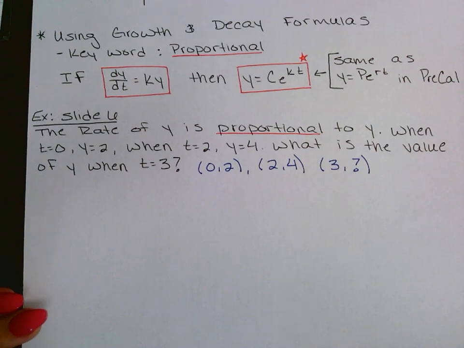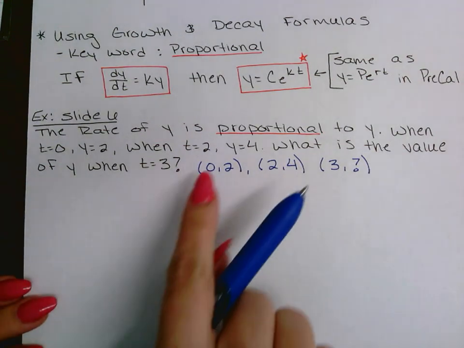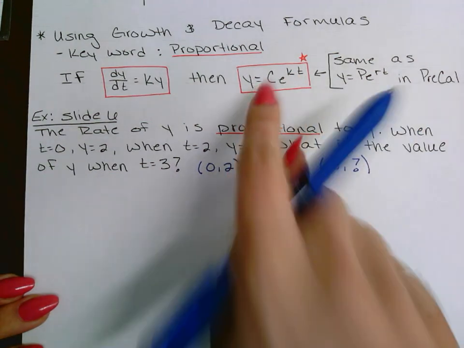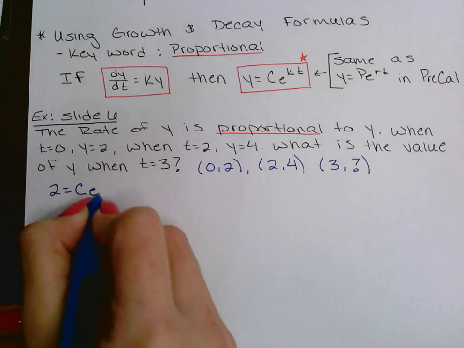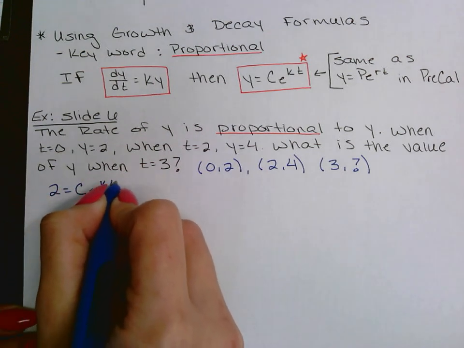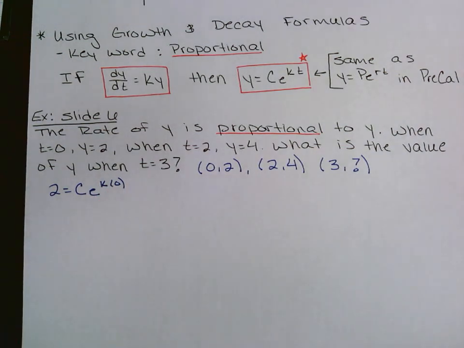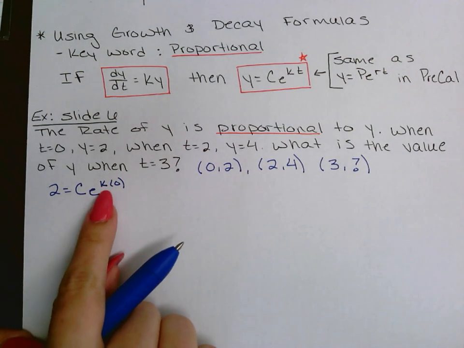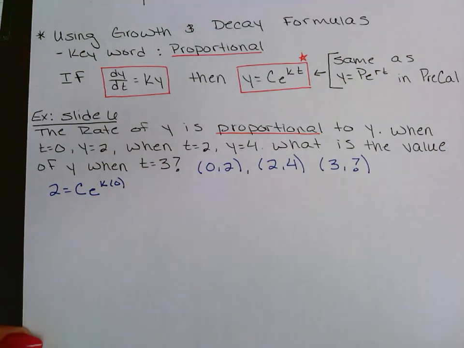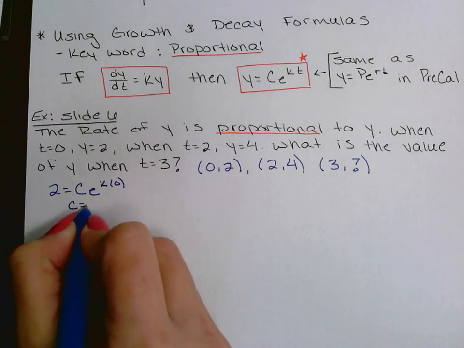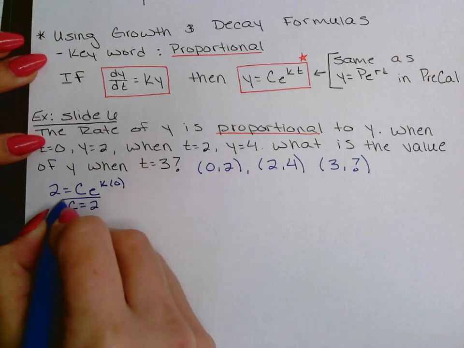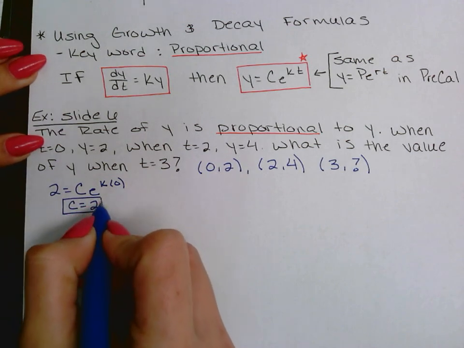So you always want to use the one that has a 0 in it first. Okay? So again, my x is like my t, and my y is just my y. So I could say 2 equals C e raised to k times 0. Okay? So what is 0 times k? 0. E raised to 0? 1, right? Anything raised to 0 is 1. And then 1 times C would just be, so you can see that C is equal to 2. Okay?